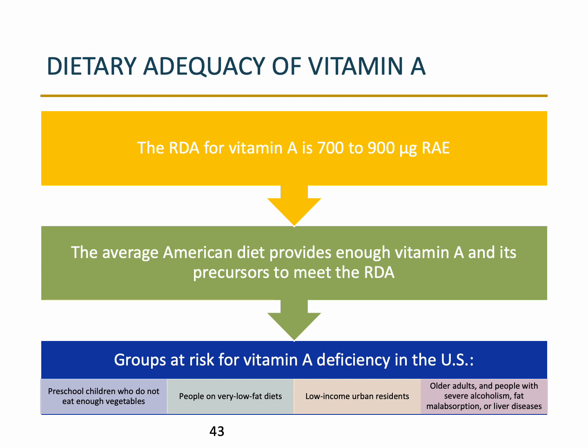People on very low-fat diets because of the issue with absorption, and you'll see low-income folks, on a lot of these at-risk groups for deficiency because they just don't get a well-balanced diet often. And of course, we mentioned some issues with older adults, alcoholism, and a couple of disease states.